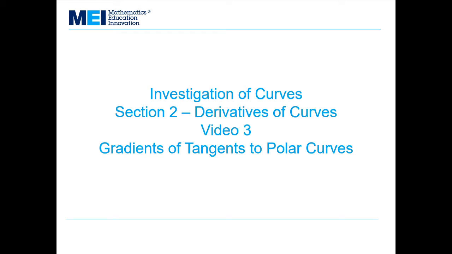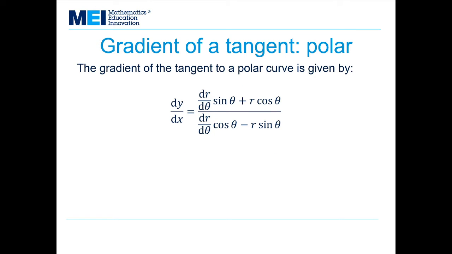Investigation of Curves, Section 2, Derivatives of Curves. Video 3, Gradients of Tangents to Polar Curves. The gradient of a tangent in polar coordinates is given by the following formula. dy by dx equals dr by d theta sine theta plus r cos theta, all over dr by d theta cos theta minus r sine theta.